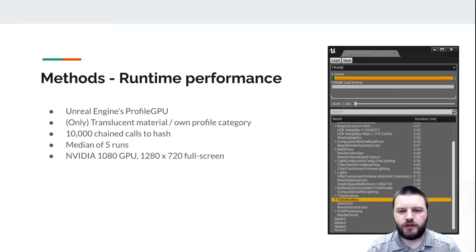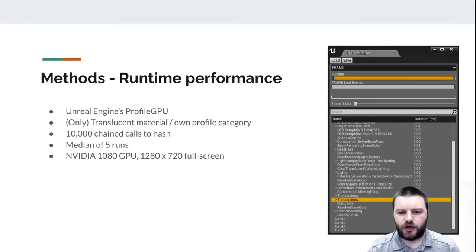To test the runtime performance, we used Unreal Engine. We created a scene that only contained a screen-filling quad and created a material for each hash. We then iteratively applied the material to the quad and used Unreal Engine's Profile GPU tool to capture the per-frame runtime performance. In order to isolate the timings for the hash, it is possible to create a unique profile category such that it will appear separate in this list. However, we decided to just mark the material as translucent, which put it in the translucency category. Since this was the only thing marked as translucent within the scene, it was isolated from the rest of the timings. This method did not require any further engine changes to isolate the timings.